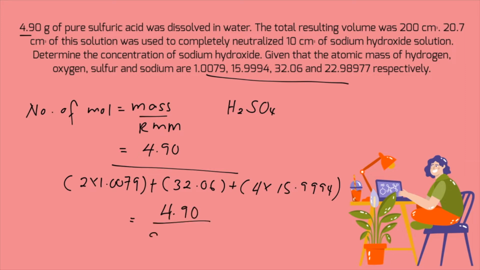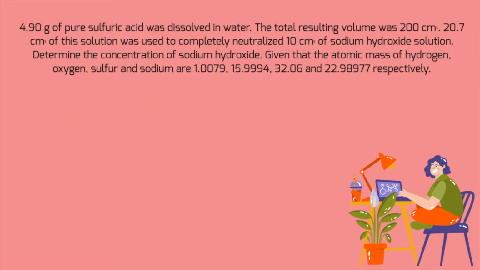So from here, you should get 4.90 divided by 98.0734. So you should get the number of mole for this sulfuric acid is actually 4.9963 times 10 to the power of negative 2. So this is the first part of the calculation. So from there, we can calculate the molarity.